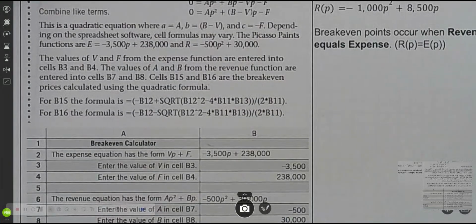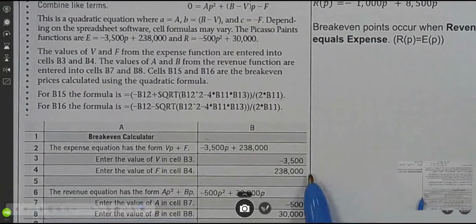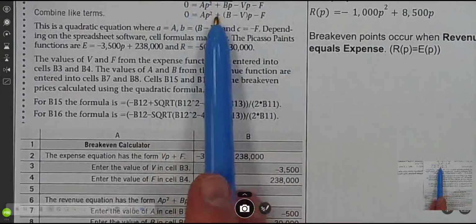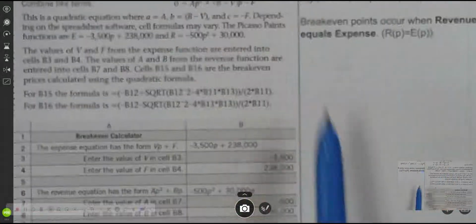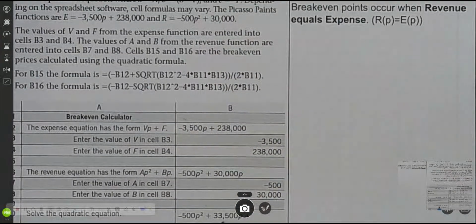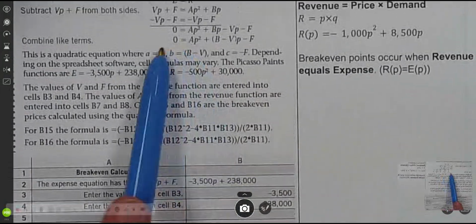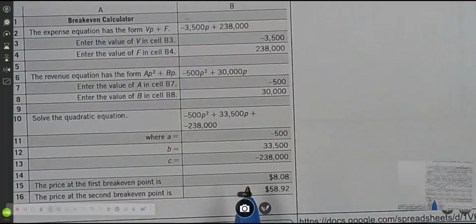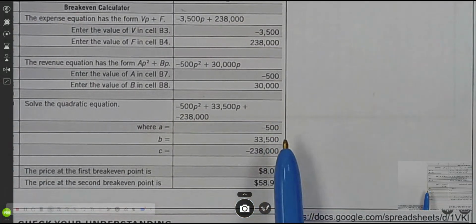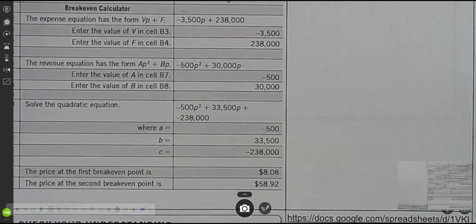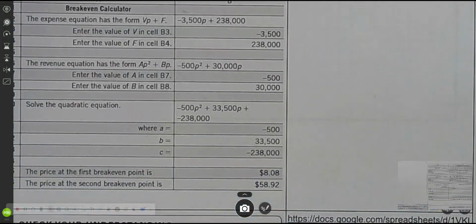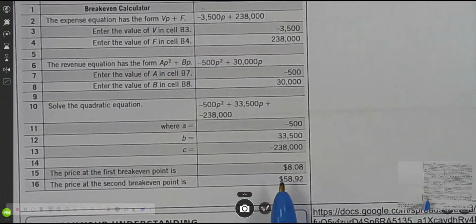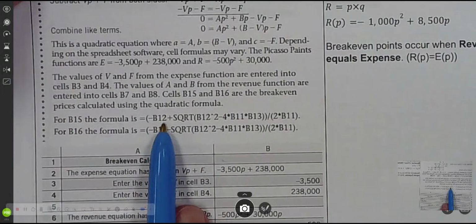They need to solve this quadratic equation. There's their quadratic equation. They reconciled these two numbers, right? They added these two numbers up because when you set it equal to 0, it's going to move over to the other side. So they added them up. That's how they got that number. And this became negative because they had to subtract it to get it all on one side of the equation. So then they identified what A, B, and C are, just like we did in the front. A equals negative 500, B equals 33,500, and C equals negative 238,000. And then you can get this spreadsheet to do the math for you, right? You can use a formula like this.